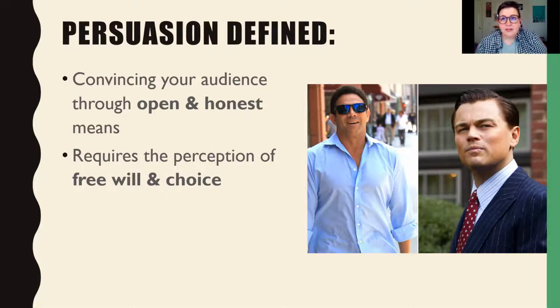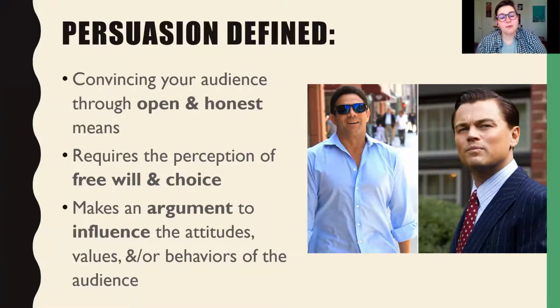So your audience needs to be in a position where they have the perception of free will and choice, meaning they can easily say no to the suggestions that you're making. They are not feeling backed into a corner, that they have no other option, because again, if they do make the choice out of fear or out of a perception that they don't have any other choice, that's not persuasion, that's coercion. So finally, persuasion makes an argument that influences the attitudes, values, and/or behaviors of the audience.